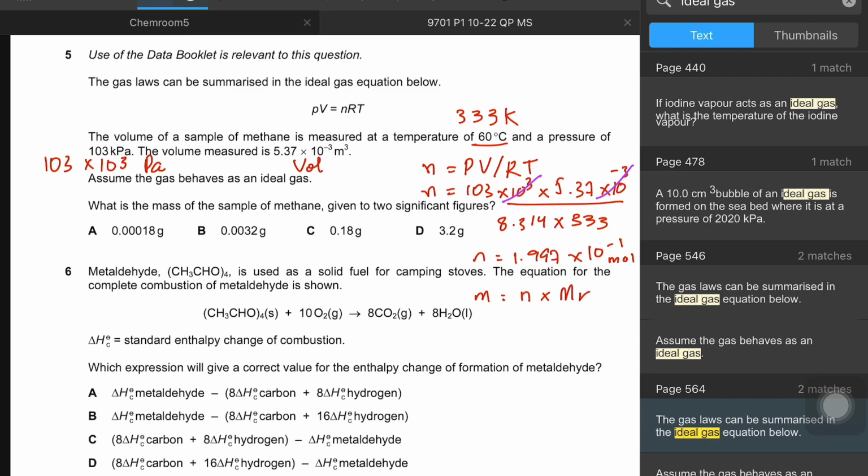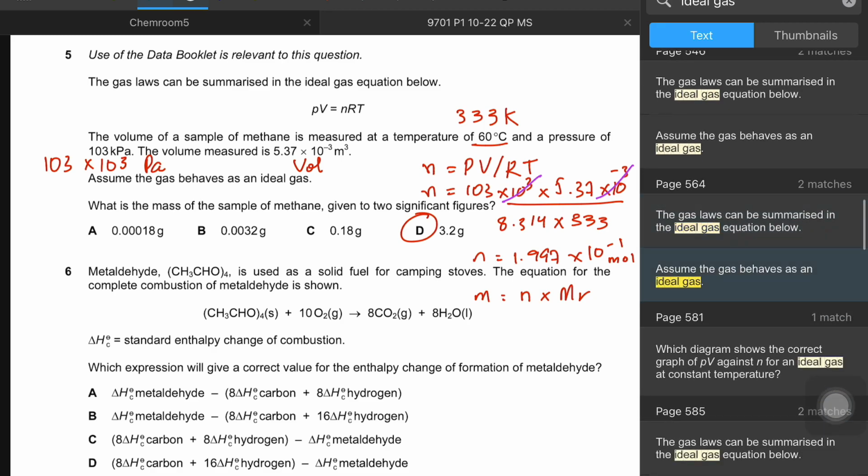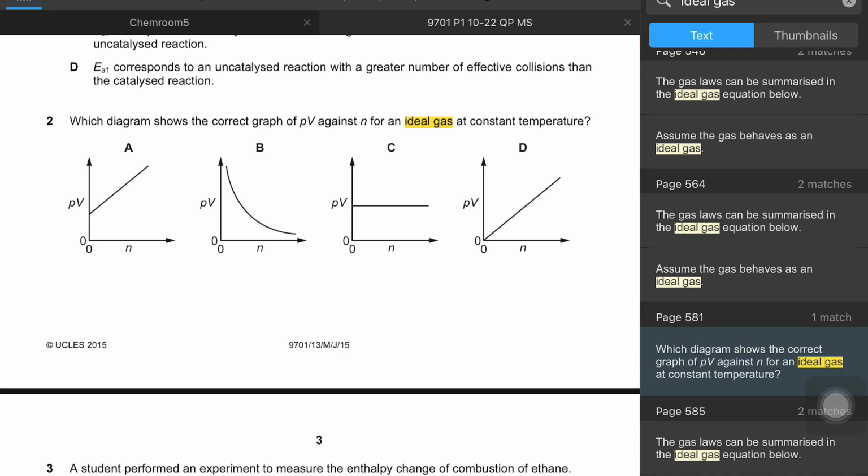Mass can be easily found by doing moles times Mr for whichever gas you are dealing with, so that's methane. So moles times 16 turns out to be 3.2 grams. Let's jump to another question.